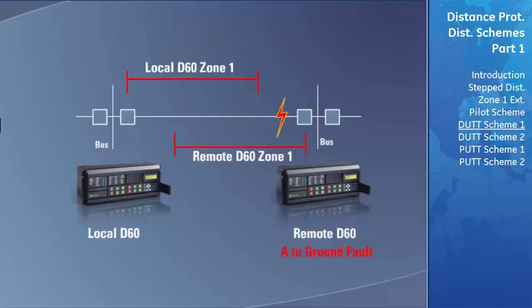In conjunction with the phase selector feature we described earlier, the D60 distance elements can determine which phases of the transmission line are faulted. Therefore, the D60 has the ability, through the communication key signals, to let the local D60 know which phases are actually faulted. If the breakers used on the transmission line have the ability to control each phase individually, the D60 can trigger the breaker to open only the one faulted phase.